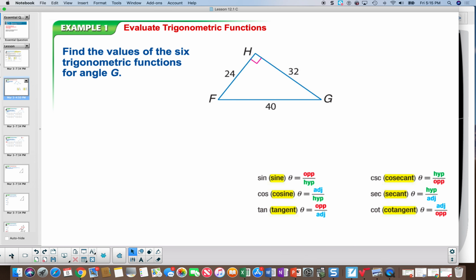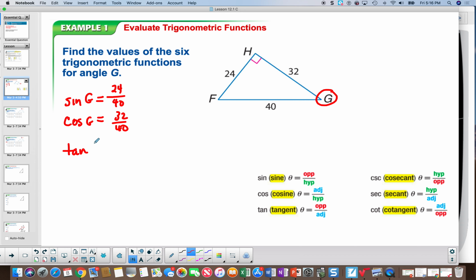All right, let's take a look at doing this and finding all 6 of these trig functions. So we're going to do it for angle G. So here's angle G right here. And we're going to find the sine of G, and the sine of G is opposite 24 over hypotenuse. And I'm just going to assume we can reduce. You can do that later. The cosine of G is equal to, cosine is adjacent, which is 32 over 40.